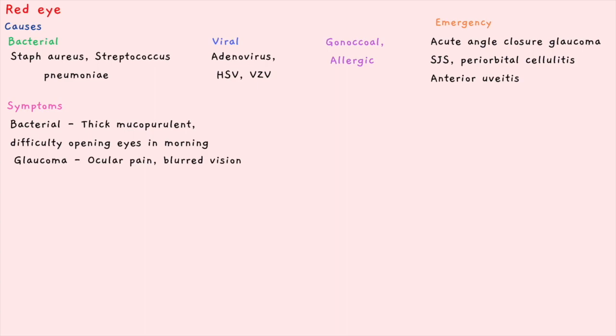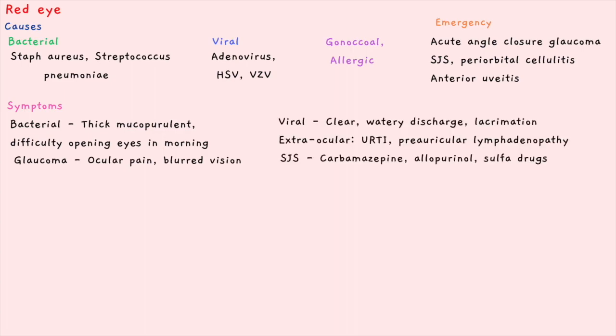Common symptoms, so we'll go by the cause. Common bacterial symptoms include a thick mucopurulent discharge, so it's pussy, and difficulty opening eyes in the morning because you have that crusty pus over the eyes. Glaucoma is a triad of a red eye, ocular pain, as well as blurred vision, and you're mostly thinking this is presenting in middle-aged or older patients.